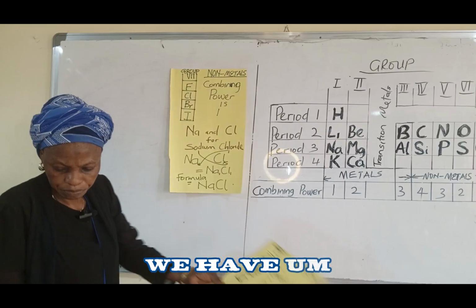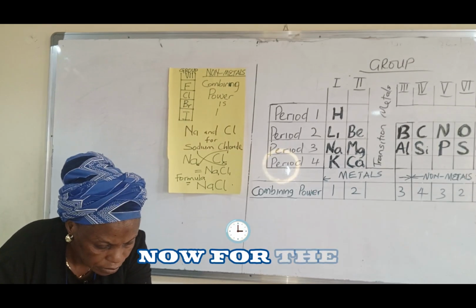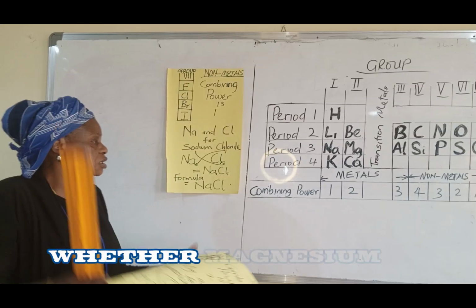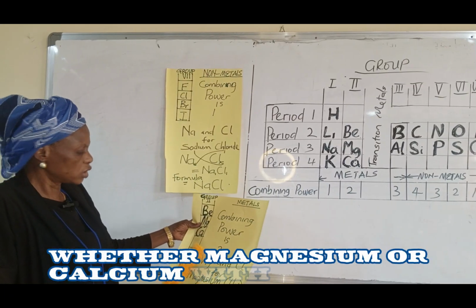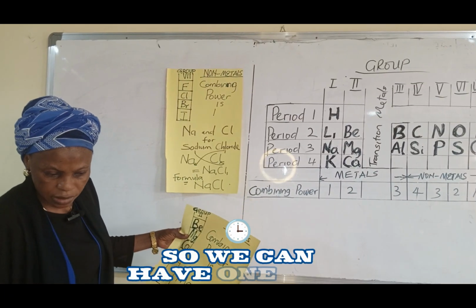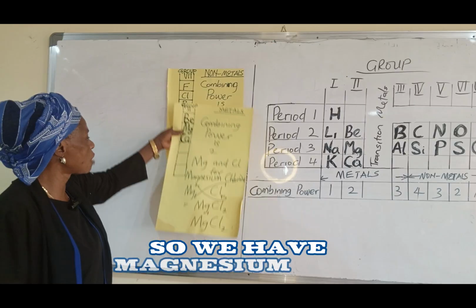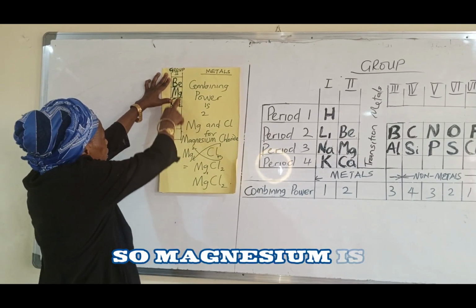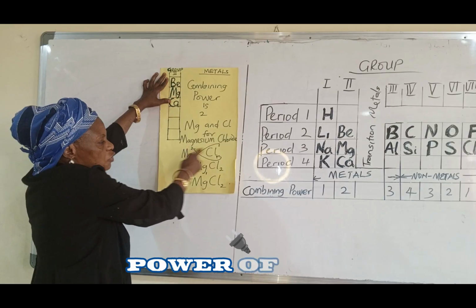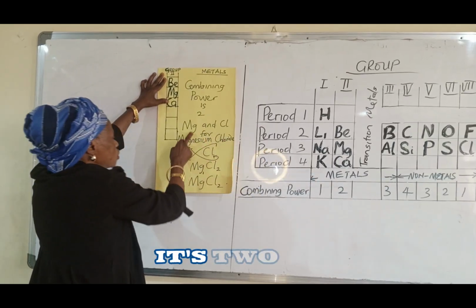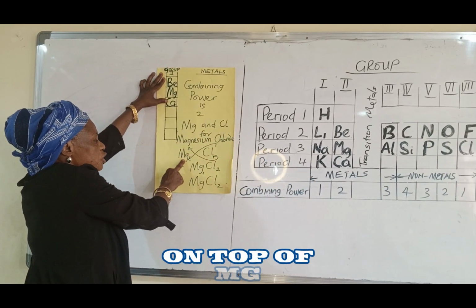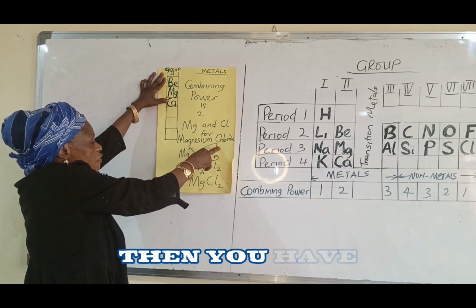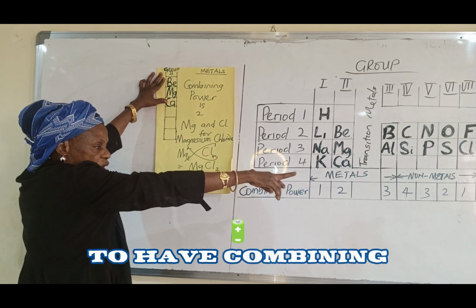We have now the combination of any of them, whether magnesium or calcium, with chlorine. So we have magnesium and chlorine, for instance. Look at it now. Magnesium has a combining power of 2. So you put it on top of Mg, very easy for easy understanding. Then you have chlorine, which still has a combining power of 1.